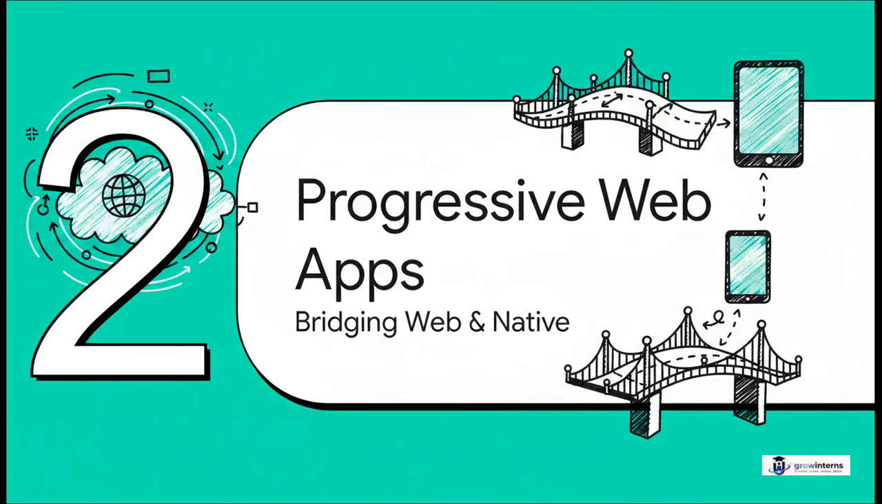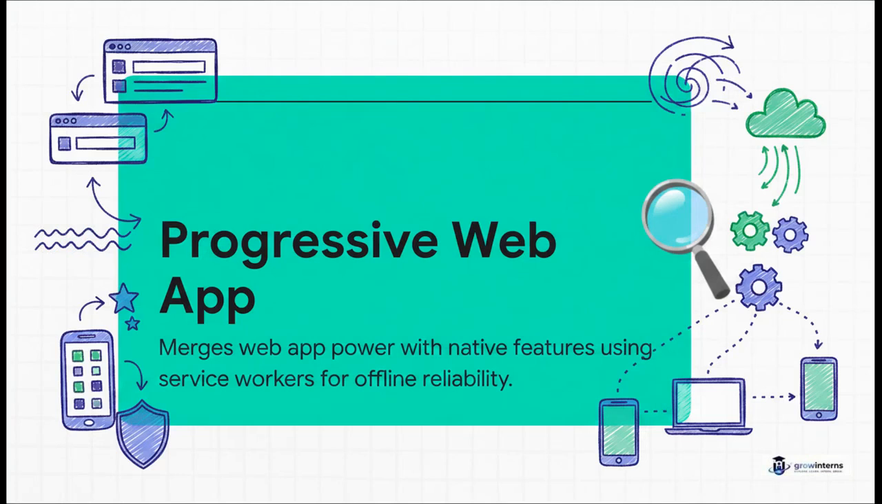Moving right along to Section 2, Progressive Web Apps, and how they bridge the gap between web and native. Progressive web apps, or PWAs, act as the absolute perfect bridge technology. A PWA essentially merges the massive reach of the web with native-like reliability. By tapping into built-in browser features, your app can adapt seamlessly to different devices and live right on the user's home screen, creating a highly immersive experience without ever needing an app store.